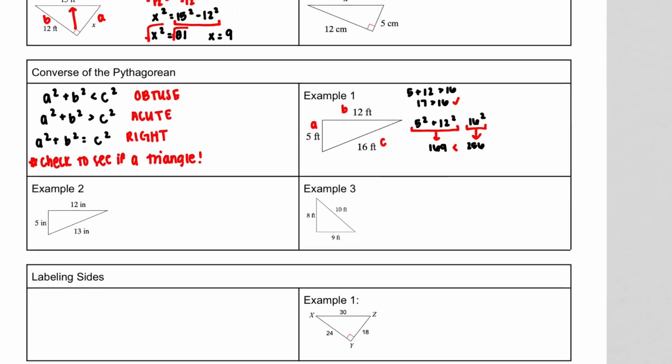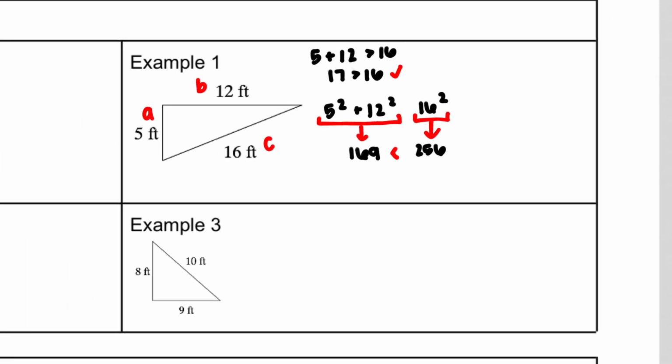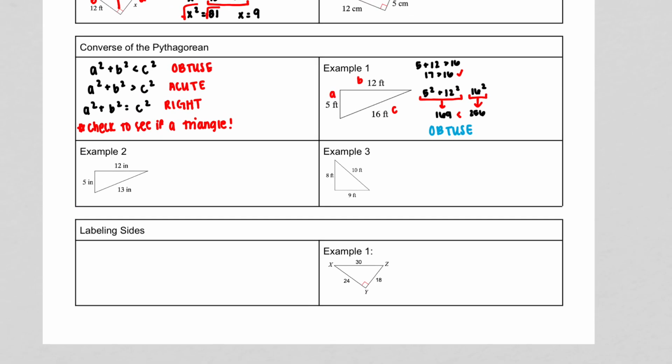So what I do is I go back to this first one, and I'm looking for a squared plus b squared is less than c squared. When I look here, I see that it's this first one, so that tells me that this triangle would be an obtuse triangle. So you're going to do the same exact steps for number 2 and number 3 and tell us what kind of triangle it would be.